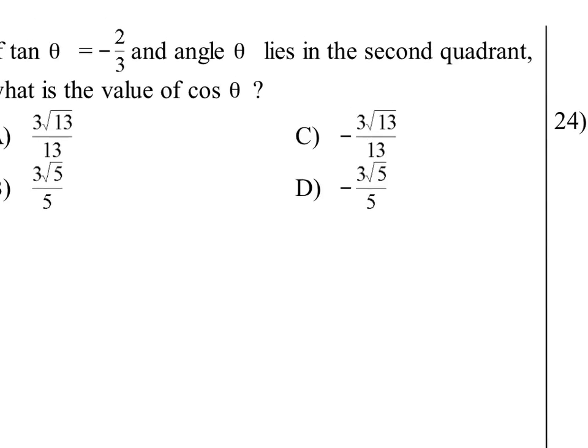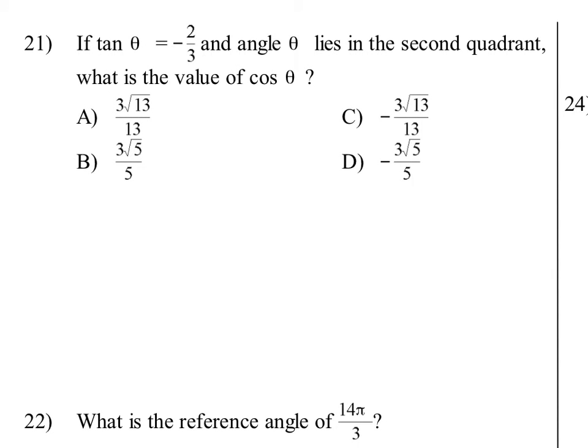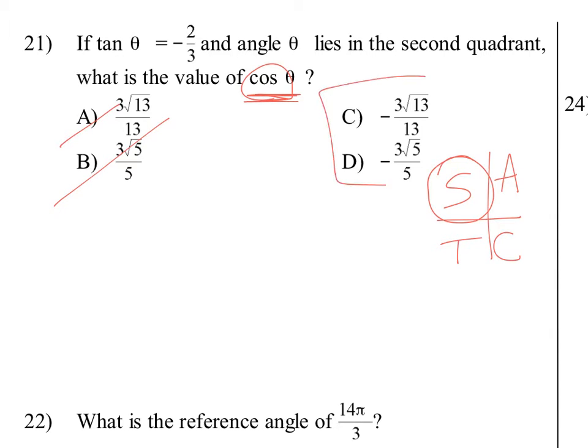21. Okay, now they're telling you this angle lies in the second quadrant. So you know you're here. Sine is positive, but you know that the answer is going to be negative because they're asking what cosine is. So you know cosine is negative. It's got to be one of these two.